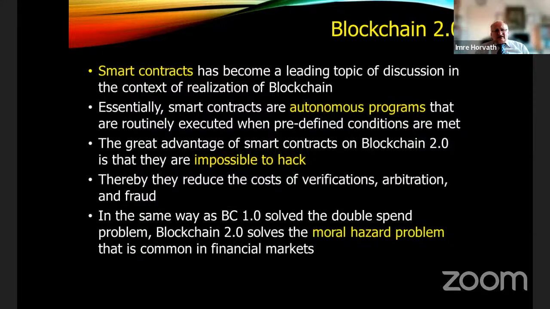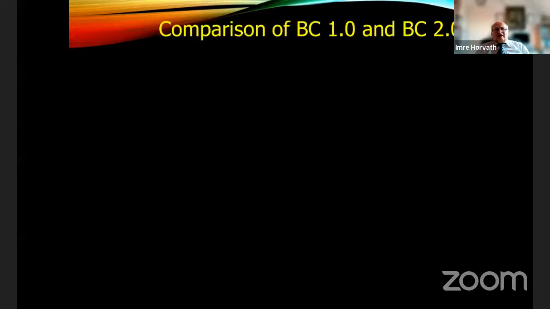In the same way as blockchain 1.0 solved the double spend problem, blockchain 2.0 is expected to solve the so-called moral hazard problem that is common in the financial market.